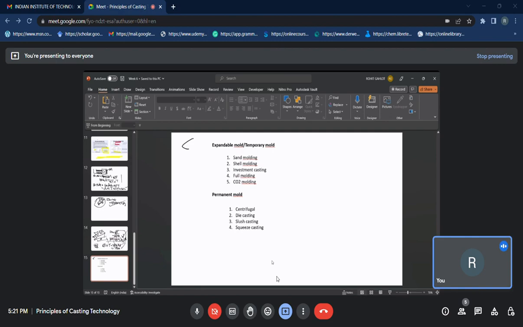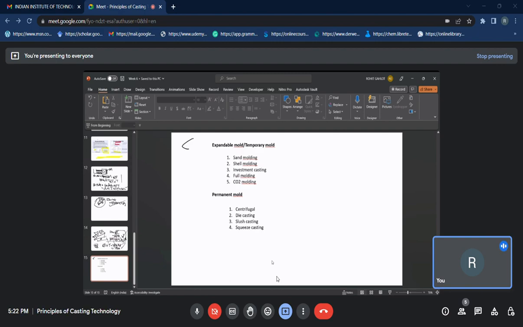The applications are complex shapes, high melting point and strength, and turbine blades. It is used for turbine blades, no machining required for jet engine parts, complicated and expensive medical implants, gold ornaments, and dentures. Okay, so these are generally the casting parts.